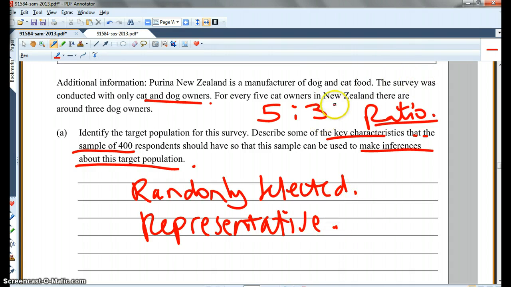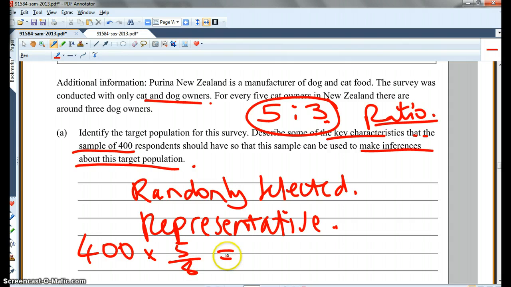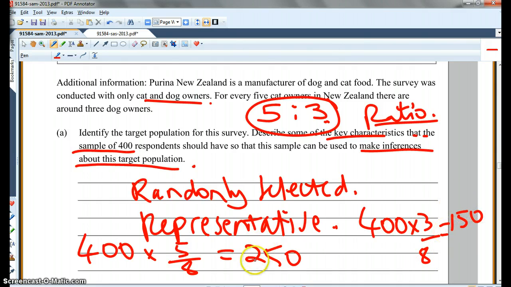When it's representative, if we here have got our 400 and we times by 5 and divide by 8, we're going to have 250. And if we take 400 and times by 3 and divide by 8, we should get 150. So 250 plus 150 is your 400. 5 plus 3 is 8. So I've just taken 5/8 of 400 and 3/8 of 400. So I should have 250.